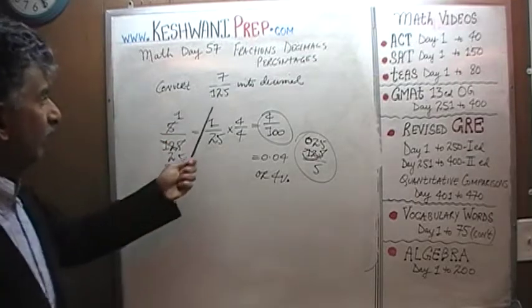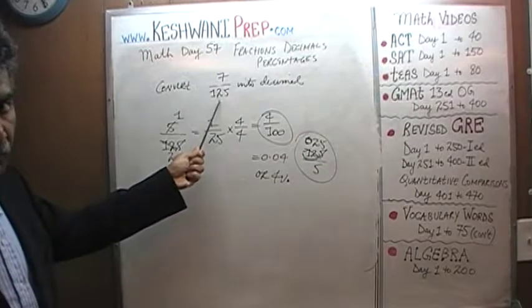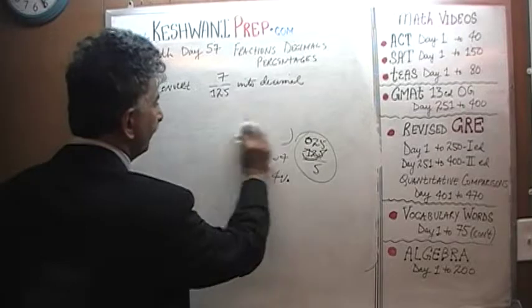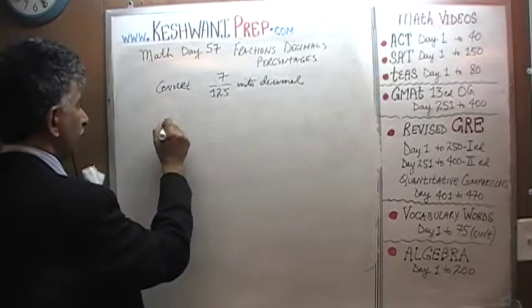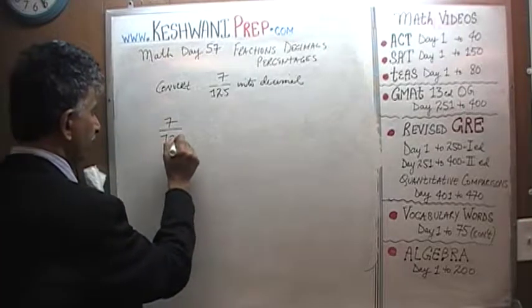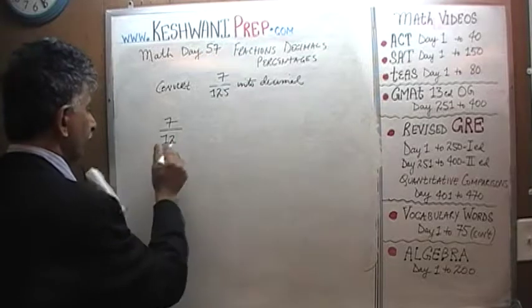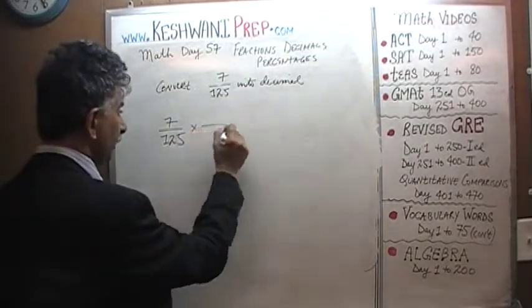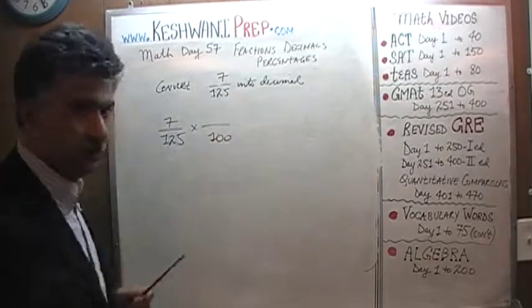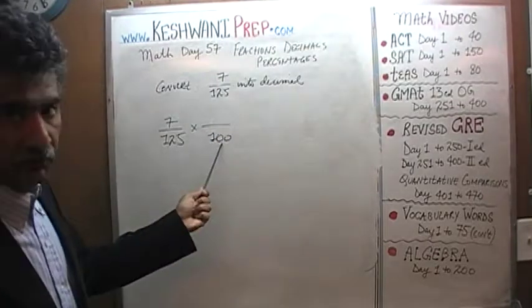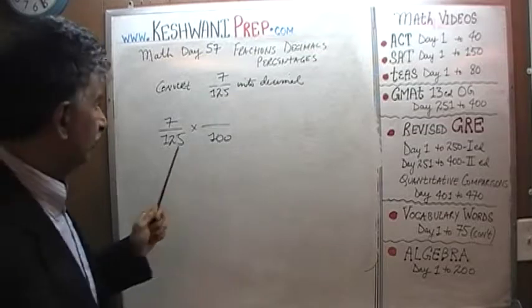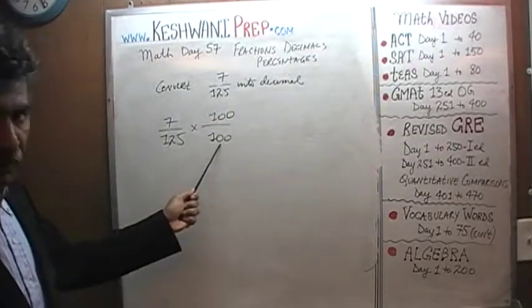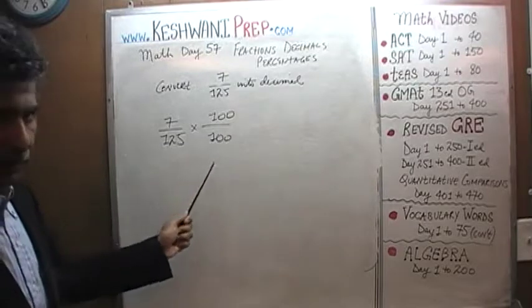7 over 125. Our job is to get 100 in the bottom as quickly and efficiently as possible. So let's do that. 7 over 125 is what we have. Since we want 100 in the bottom, let's introduce 100 in the bottom. There we go. Now since we multiplied the bottom by 100, we have to do the same thing with the top. We're going to leave that 100 alone, because the whole point was to get the 100 at the bottom.